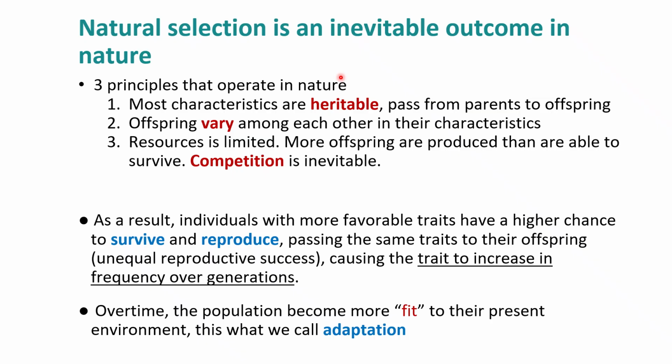So that's how natural selection works. Nature would always pick out the fittest traits. And as a result, since the surviving individuals always pass the same traits to their offspring, this would eventually cause the trait to increase in frequency in this particular population over generations. So over time, the population would become more fit to their present environment, and this is what we call adaptation, right?